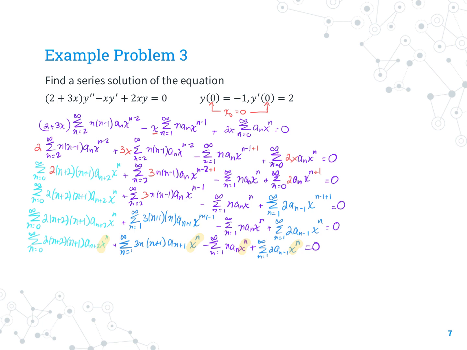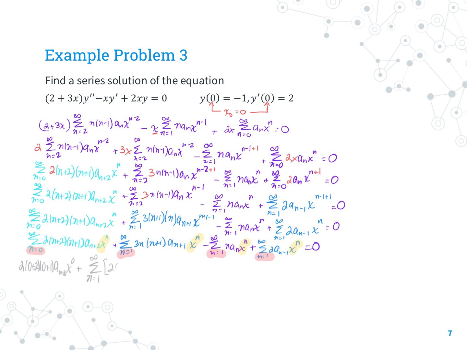But remember, there's one last thing to check, which is the lower sum. We have an n equals 0, an n equals 1, an n equals 1, and an n equals 1. So we're going to have to pull out the first term from our first summation. So we let n equal 0, so it's 2 times 0 plus 2 times 0 plus 1, a sub 0 plus 2, x to the 0, plus the rest of the sum now from n equals 1 to infinity, and now we can factor out our x to the n.